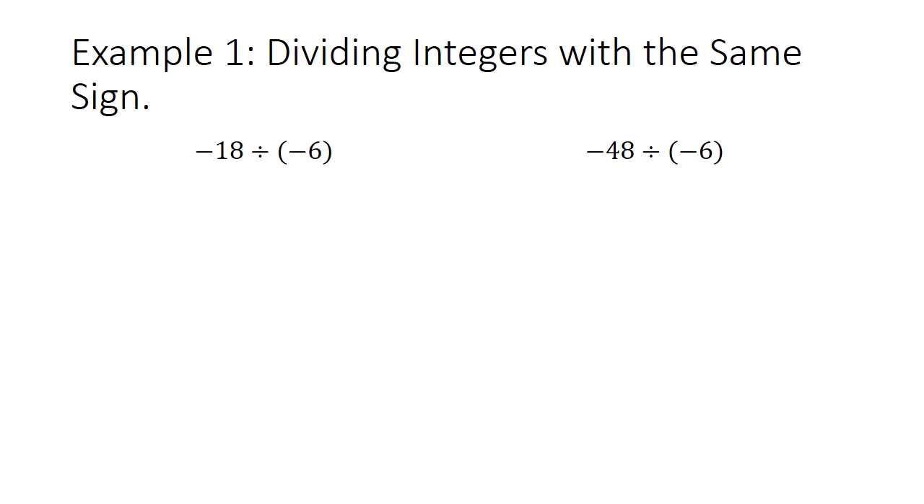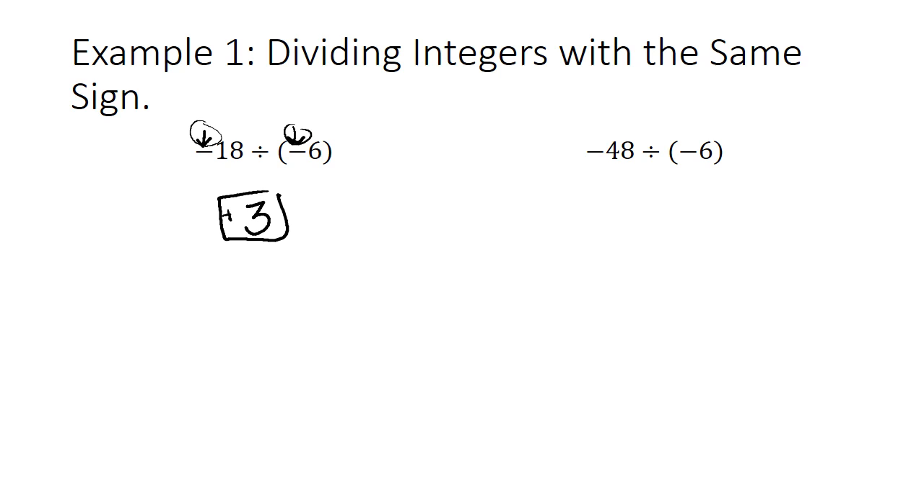So as we look at this, we're looking at dividing integers with the same sign. We can look at this as negative 18 divided by negative 6. We can treat this like normal division. 18 divided by 6 is going to give me a 3. Now, because they have the same sign, they're both negative, that means that my answer is going to be positive. So I can know that 3 is the answer to negative 18 divided by negative 6.